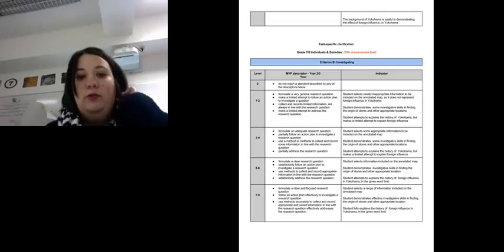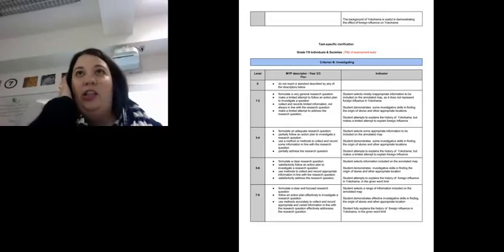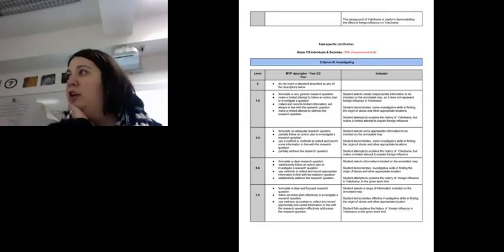And then student fully explains the history of foreign influence in Yokohama in the given word limit. So that's your one on history of Yokohama. So you've done a good job researching.